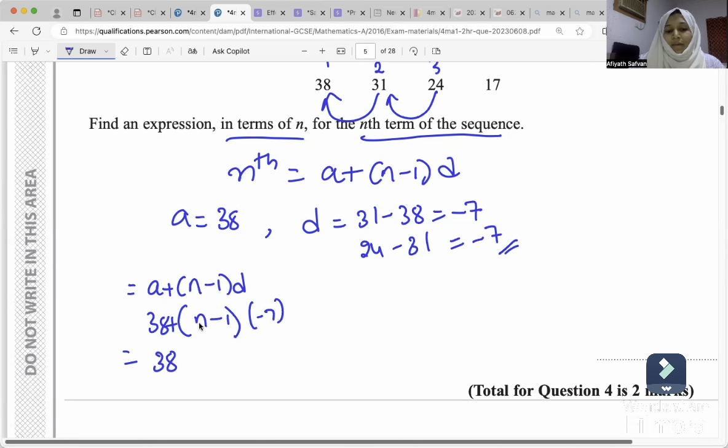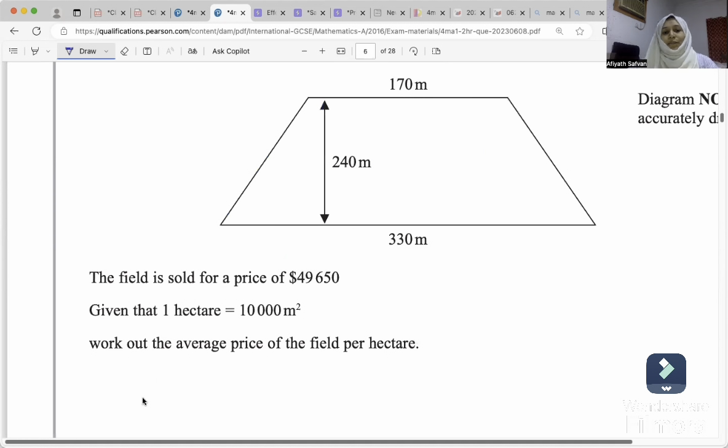So 38, and open up the bracket. Positive n and negative 7, so it will be minus 7n. Minus times minus, plus 7 times 1, 7. Or you can simply say 38 plus 7, which is 45, minus 7n. 45 minus 7n.